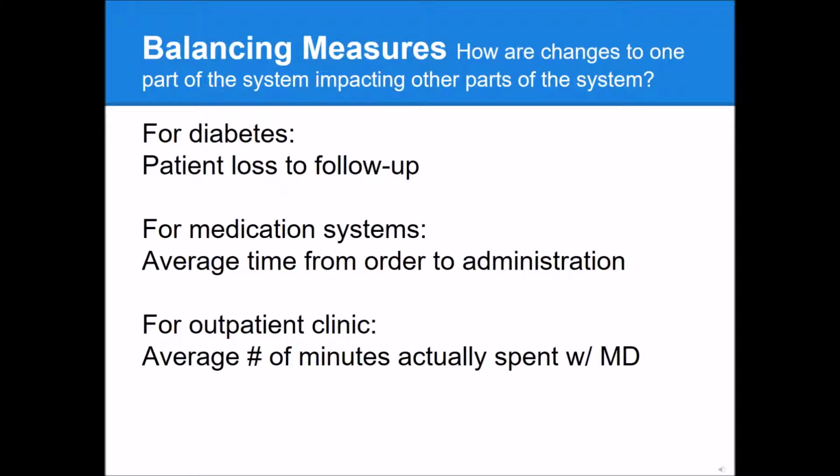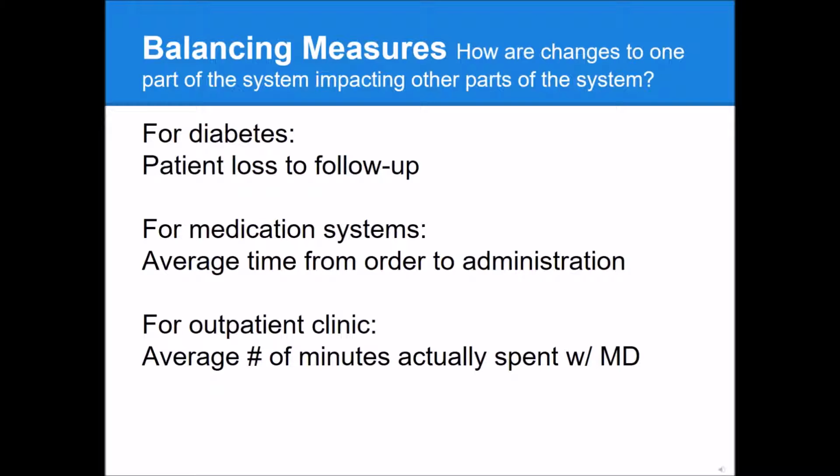And for your outpatient clinic, you could look at the average number of minutes actually spent with a doctor by each patient. For instance, it wouldn't do a whole lot of good to decrease the wait time in your clinic if, by doing so, you cut in half the number of minutes that patients actually get to spend with a doctor. Because for a variety of reasons, as you could probably imagine, that would decrease the quality of your care, probably.